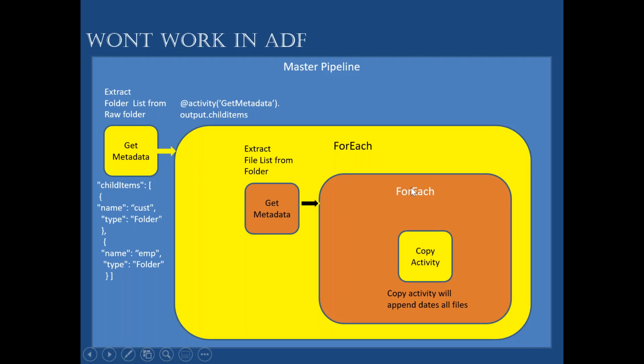This ForEach will give the customer files, cust1.csv, cust2.csv, one by one to the copy activity. This copy activity will copy. Once this is done, next you give the EMP folder to the Get Metadata. It takes the files that are there under the EMP folder, and that file list it will pass to the ForEach. ForEach will give the employee files one by one to the copy activity. This copy activity is going to copy the data. But the problem we are facing here is that a ForEach inside another ForEach is not going to work in Azure Data Factory.